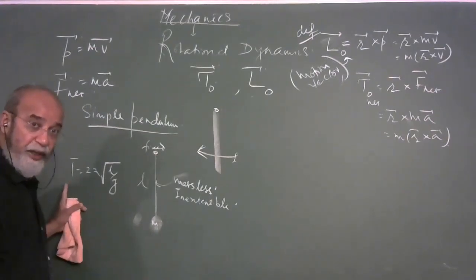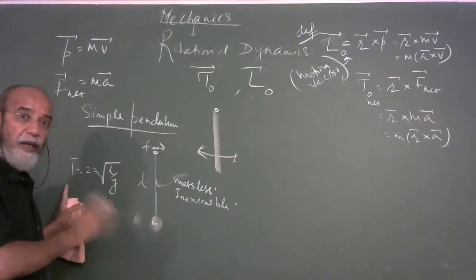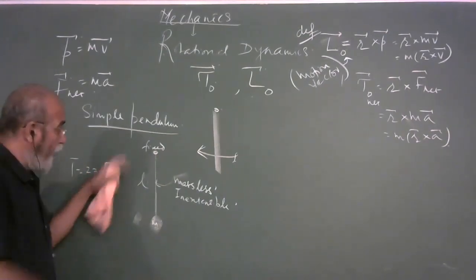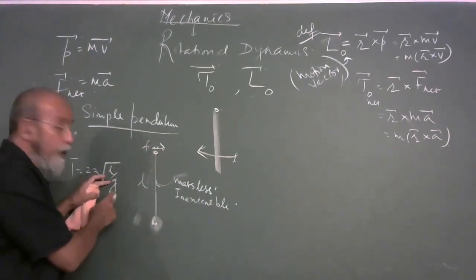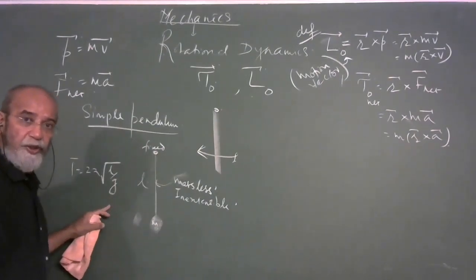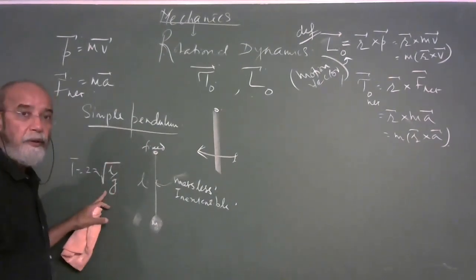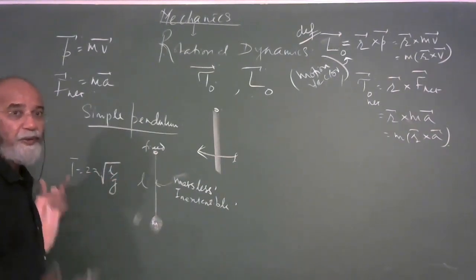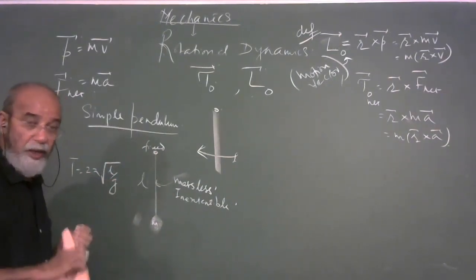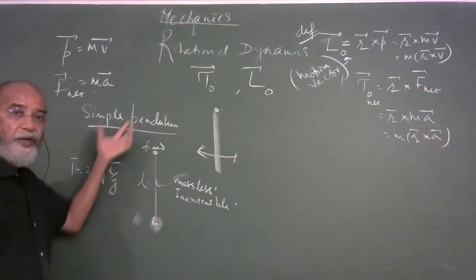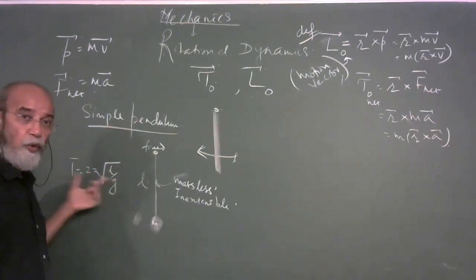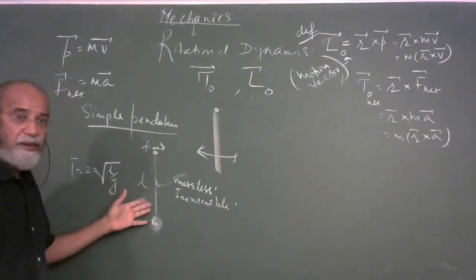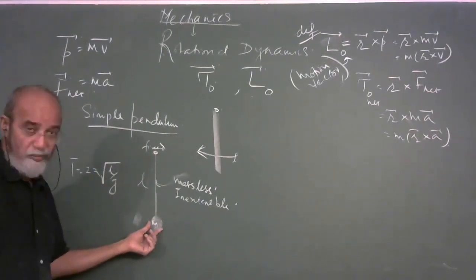Then, after getting the time period by actually carrying out the experiment, had you calculated 2 pi root of L by g, measuring the length and finding out g in that location, you would find this quantity is not equal to this. Because this formula was for a simple pendulum, whereas you had not constructed a simple pendulum. Your string was having a mass, your bob was having a dimension.